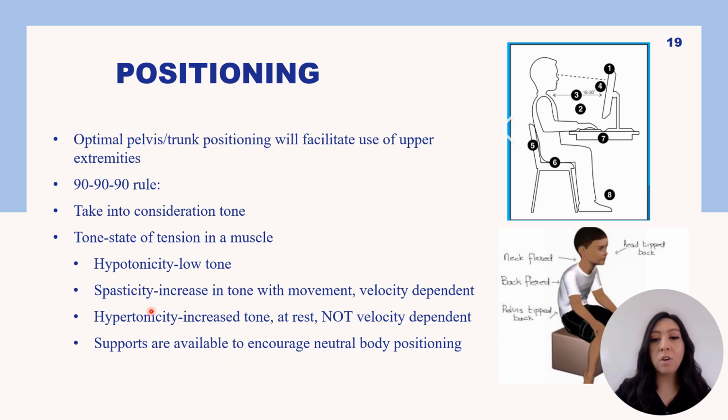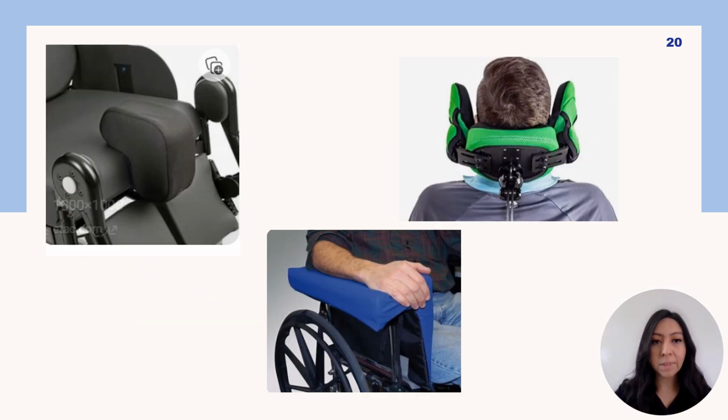And overall, depending on each of our clients, there are supports available to encourage that neutral body positioning so we can achieve that optimal position. Here we have some examples of those body supports. This one is specifically assisting with our cervical and neck control. We have this lateral trunk support, which also has this forearm support to maintain that forearm in a neutral position. And then we have this wedge right here to also help with that pelvic and hip positioning as well.